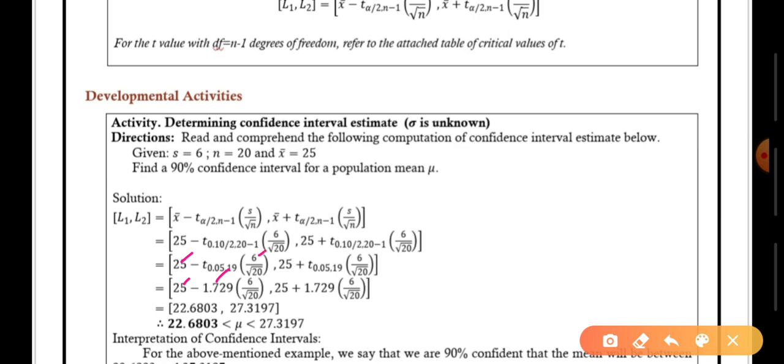Just substitute 6 for your s and square root of 20 for your n. Then just perform that on your calculator. You'll have 22.6803. Then just change subtraction to addition: 25 plus whatever you get when you perform this on your calculator. You'll have 27.3197. That is for our interval. To express your final answer, it's going to be 22.6803 less than mu less than 27.3197.